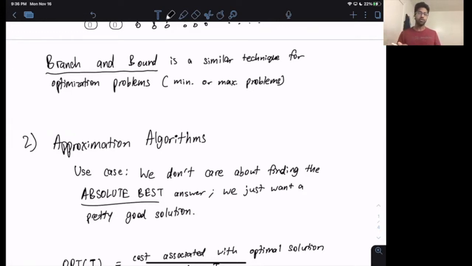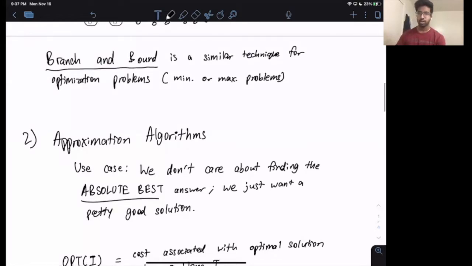So anytime you don't really care about finding the absolute best solution, whether it's a minimization or a maximization problem, we can use approximation algorithms. Essentially, what approximation algorithms allow us to do is find a solution that's pretty close to the best solution, but not exactly the best solution, right?